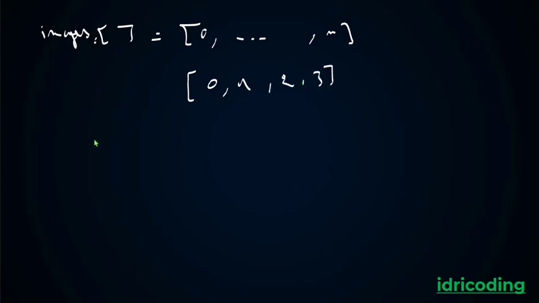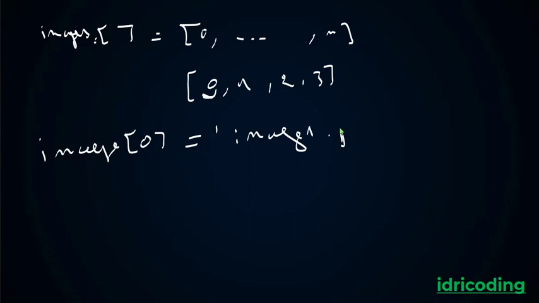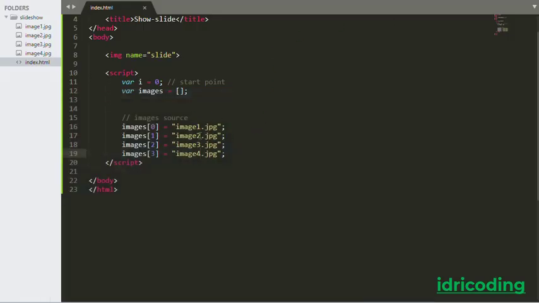I appended the first picture inside of this place by doing this: images, the first place of it, insert to it this image source, image1 source.jpg. And the same thing I've done with all the 4 images. And you could do as many images as you want and call them all like this.